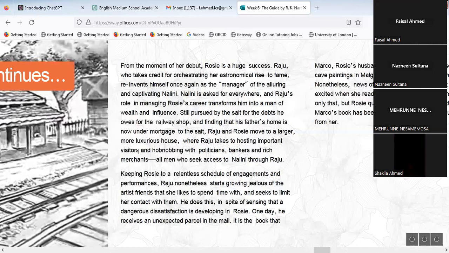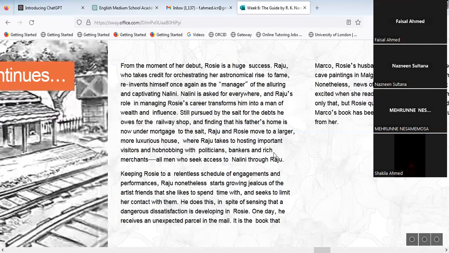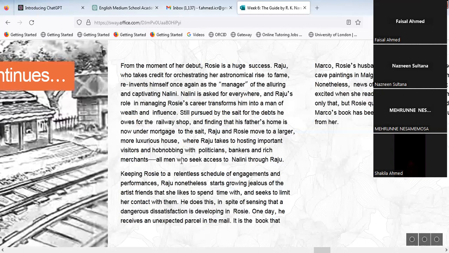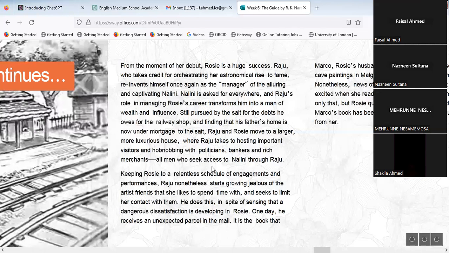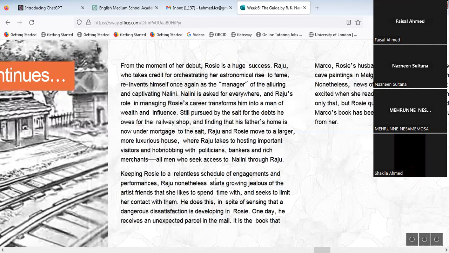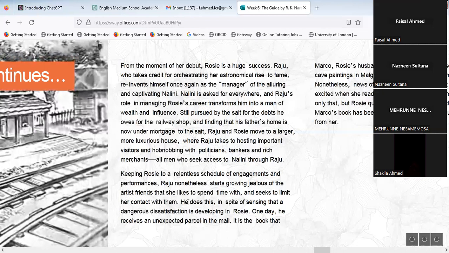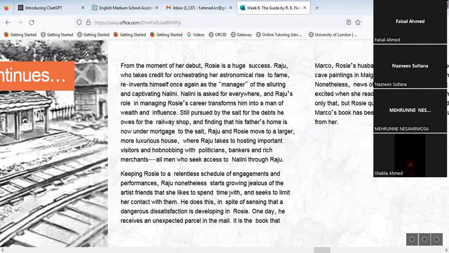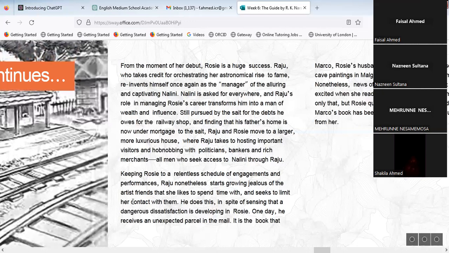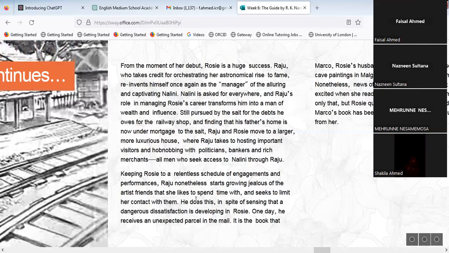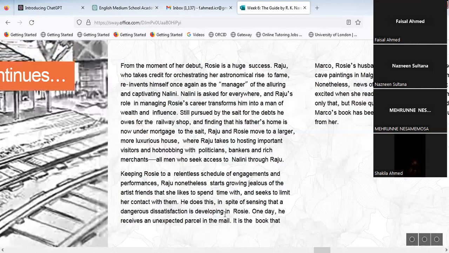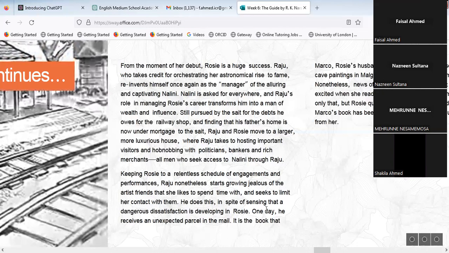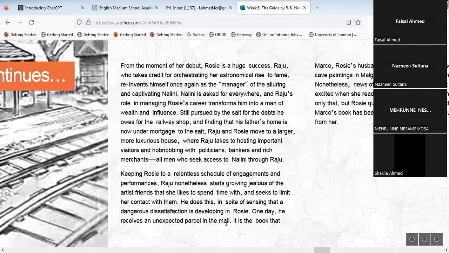Raju and Rosie move to a larger, more luxurious house where Raju takes to hosting important visitors and hobnobbing with politicians, bankers, and rich merchants, all men who seek access to Nalini through Raju. Keeping Rosie to a relentless schedule of engagements and performances, Raju nonetheless starts growing jealous of the artist friends that she likes to spend time with and seeks to limit her contact with them. He does this in spite of sensing that a dangerous dissatisfaction is developing in Rosie.